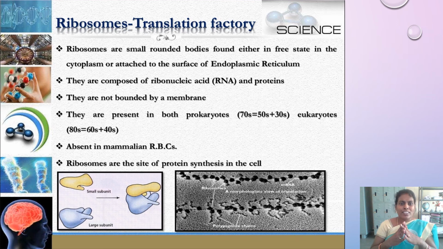If you see the structure of ribosome, they are not bounded by membrane. They are composed of proteins and RNA. What is meant by RNA? Ribonucleic acid. And they are present in both prokaryotes and eukaryotes also. But they are absent in mammalian RBC. RBC means red blood cell. They are absent in red blood cells.